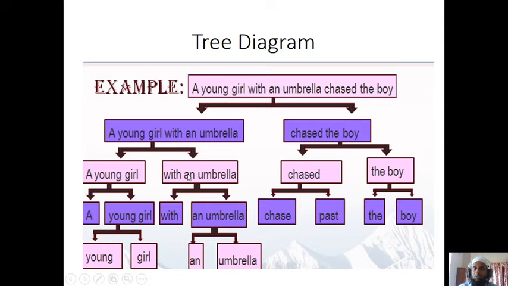In the same way, with an umbrella: with is a preposition and this is a noun phrase, and you have determiner and umbrella. On the other hand, chased the boy: this is a verb and this is a noun phrase. And then chased, we know that chased is the past form of chase, so it has chase and -ed, that is the past form, and the boy, the is a determiner and boy is a noun. So these are the ultimate constituents.